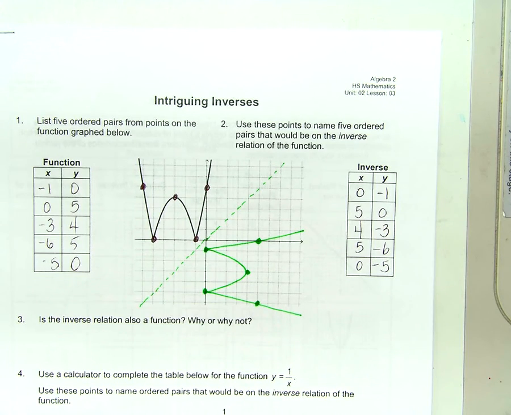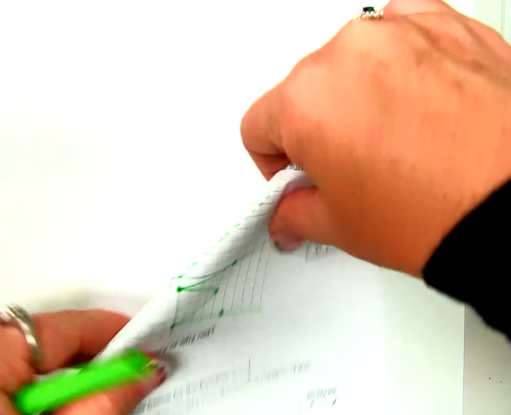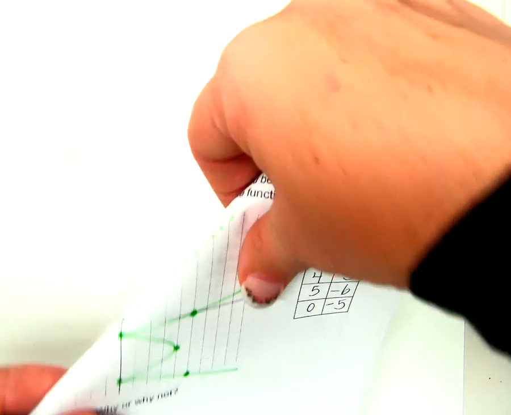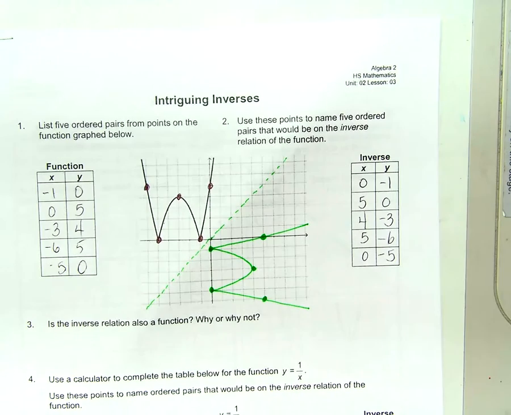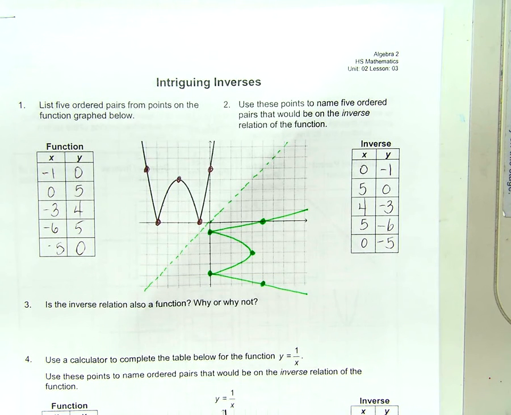That really helps us see that if I folded this paper, wouldn't they be right on top of each other if I held them up to the light? They would, right? Okay. Is the inverse relation also a function?